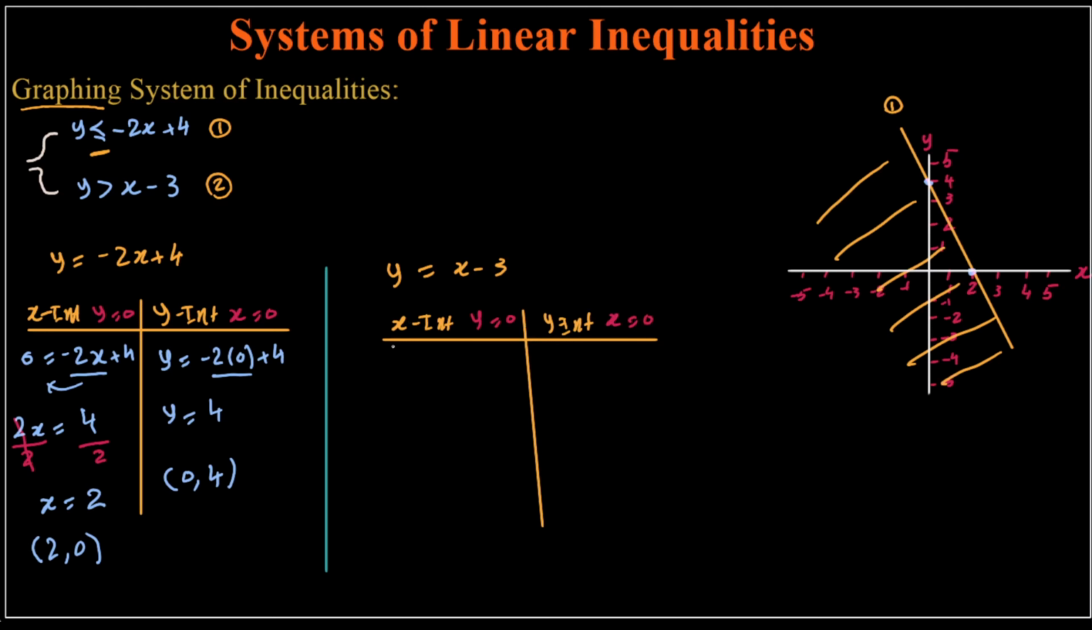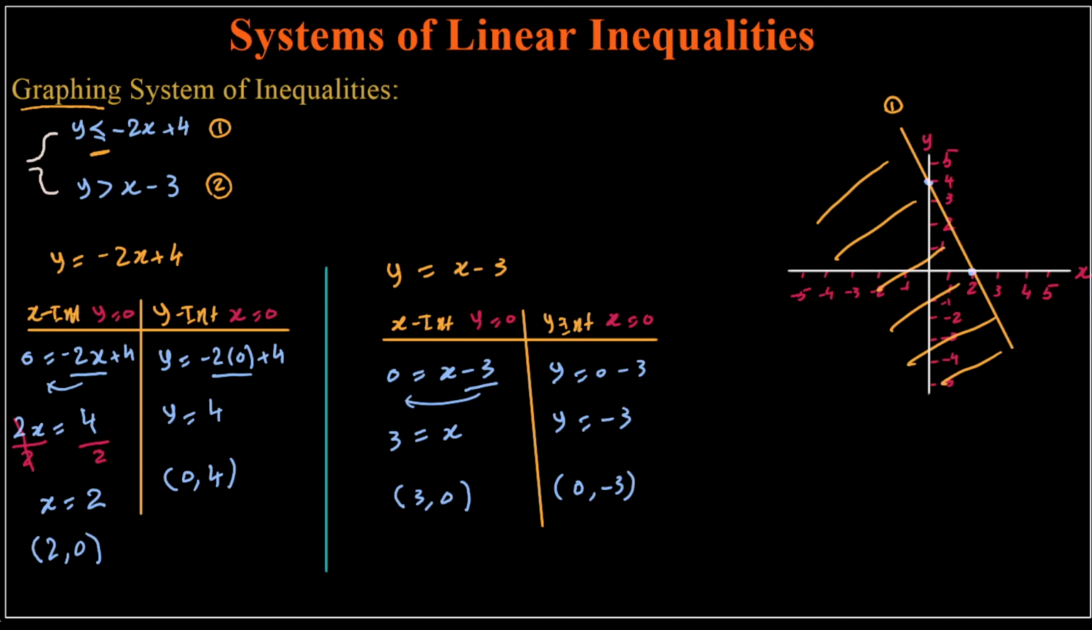Let's find the x-intercept. 0 equals x minus 3. We can move negative 3 to the other side. It will be positive 3 equals x, or x equals positive 3. So our point is 3 and 0. To find the y-intercept, you have to make x 0. So y equals 0 minus 3. It means y equals negative 3. Our point will be 0 for x and negative 3 for y.